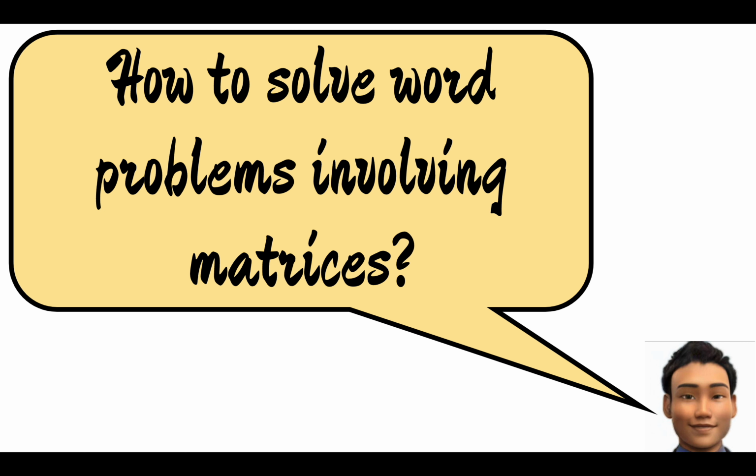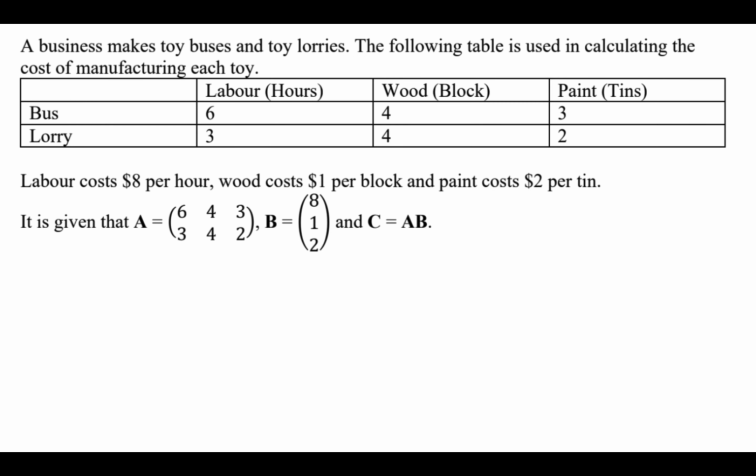Hello students, in this video we will learn how to solve word problems involving matrices. Here's the example. A business makes toy buses and toy lorries. The following table is used in calculating the cost of manufacturing each toy. And then you can see the information presented in table form.